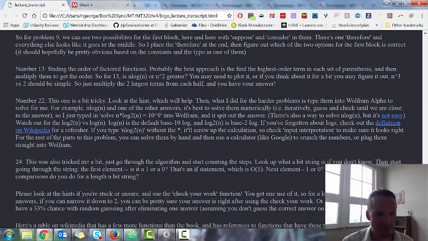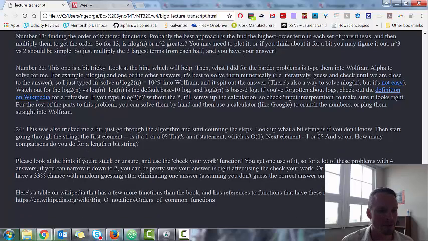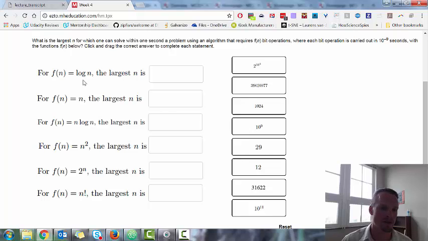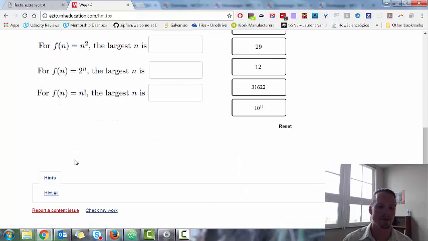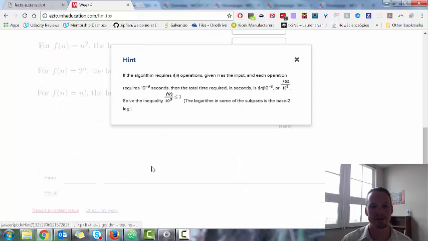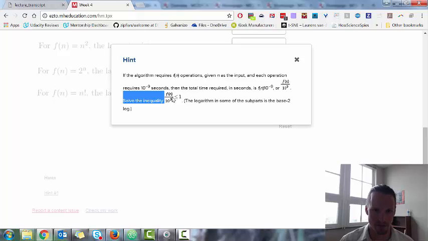There's one other problem, I guess 2 other problems here. You have these different functions and you want to figure out what's the maximum number of operations it can carry out in 1 second if each operation takes 10 to the -9th second. So on these homeworks, always use the hints, especially if you're stuck. This one basically tells you what to do. It tells you solve the inequality f of n is less than or equal to 10 to the 9th.